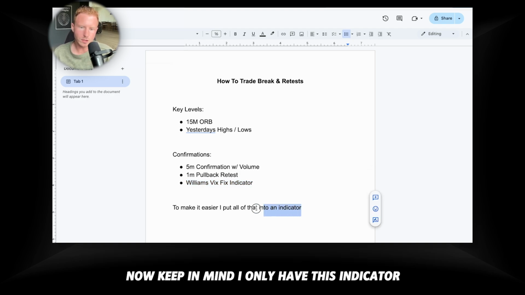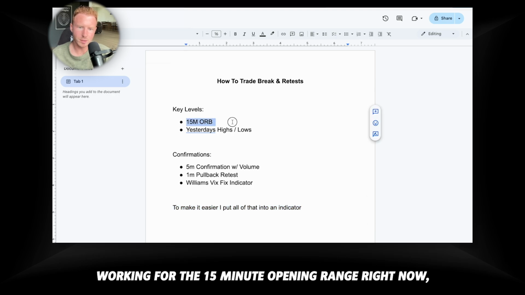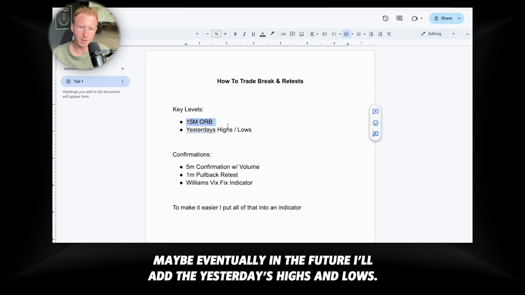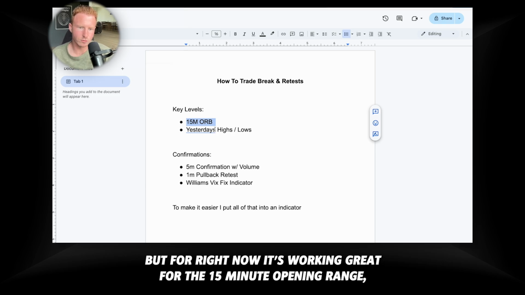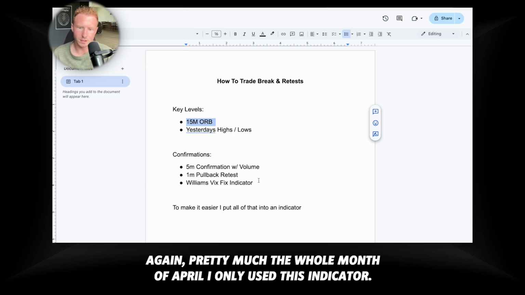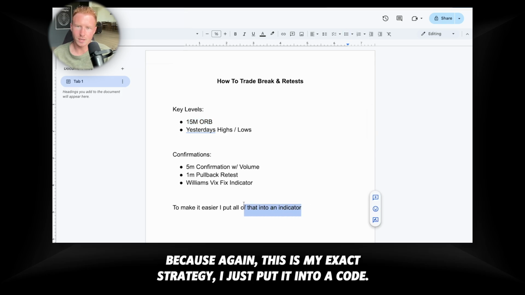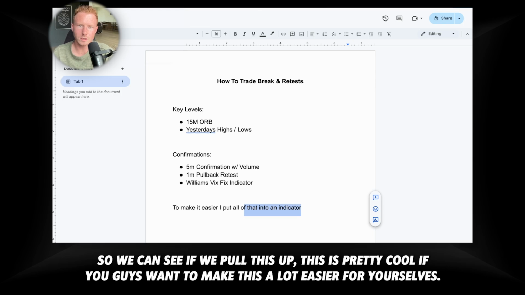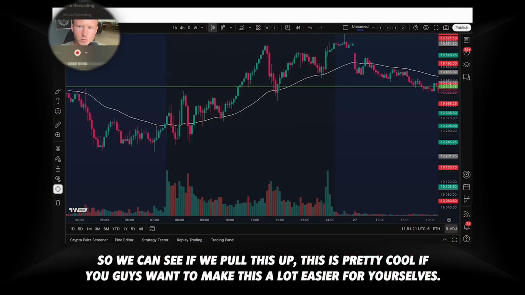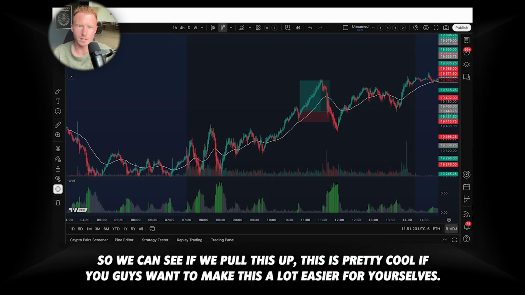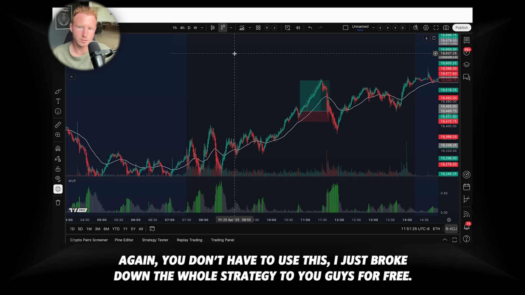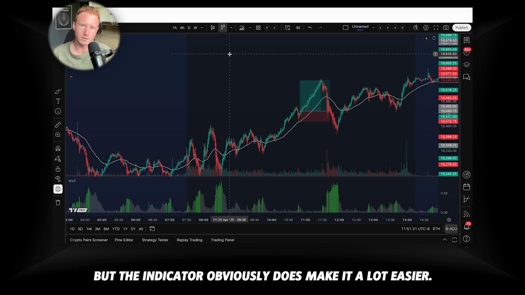Now, keep in mind, I only have this indicator working for the 15-minute opening range right now. Maybe eventually in the future, I'll add the yesterday's highs and lows, but for right now, it's working great for the 15-minute opening range. Again, pretty much the whole month of April, I only used this indicator because again, this is my exact strategy. I just put it into a code. So we can see if we pull this up, this is pretty cool. If you guys want to make this a lot easier for yourselves, again, you don't have to use this. I just broke down the whole strategy to you guys for free, but the indicator obviously does make it a lot easier.